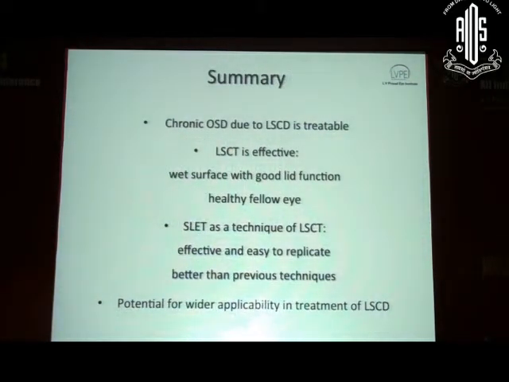So I think chronic ocular surface disease due to LSCD is definitely treatable, and now we have simpler techniques to address these problems. You just have to remember the cell-based therapy does not work in eyes that have lid problems, does not work in eyes that are dry. So that is one thing that you have to watch out for. And I think with the advancement in the technique of surgery, the simplification of the surgical technique, it has a potential for wider application, so that people who do not have sophisticated setups can even do this procedure and treat their patients who have chronic ocular surface disease, limbal stem cell deficiency. Thank you.